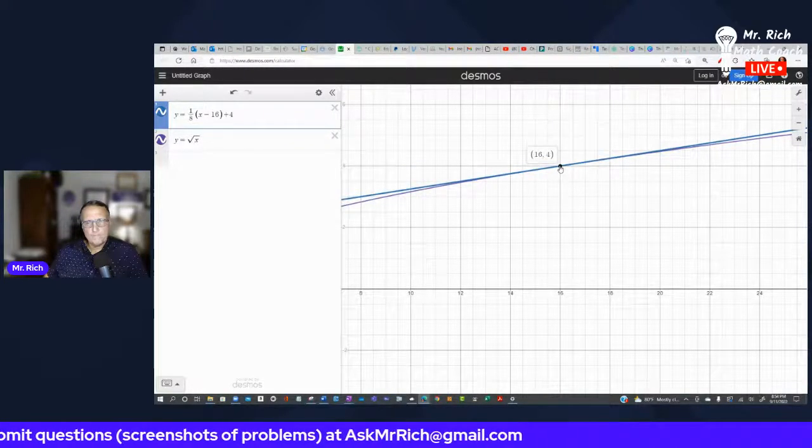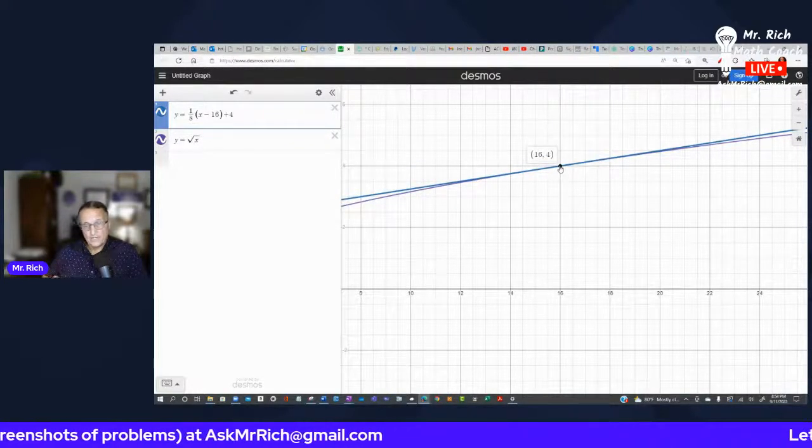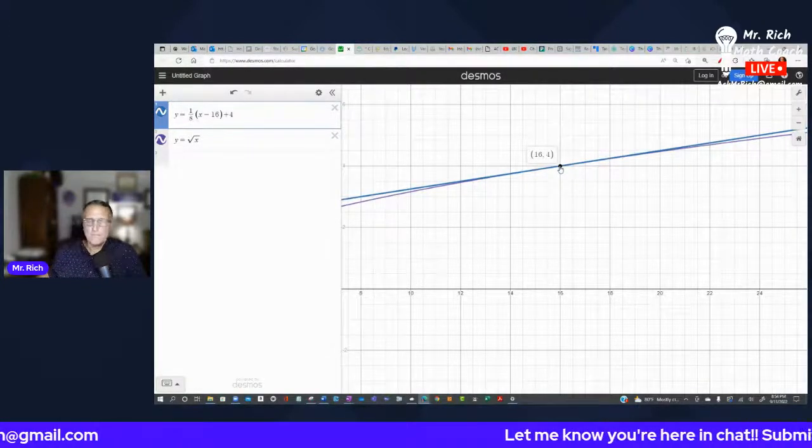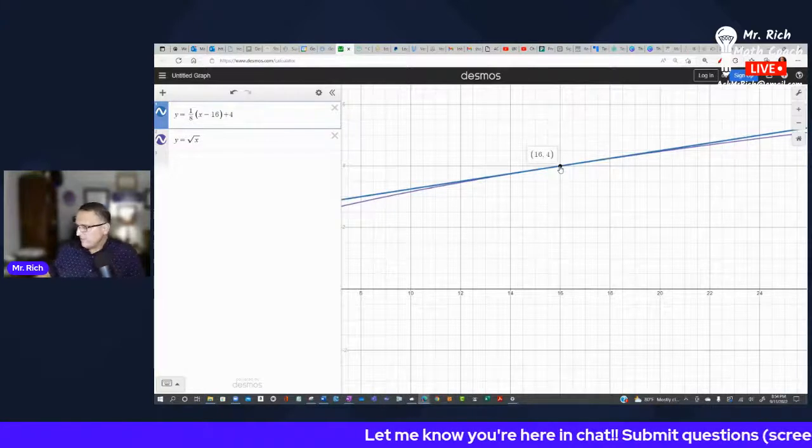All right. So the rate of change of that function at x equals 16 is 1/8, because that is the slope of the tangent line. Okay, I think we're going to leave it there for tonight.